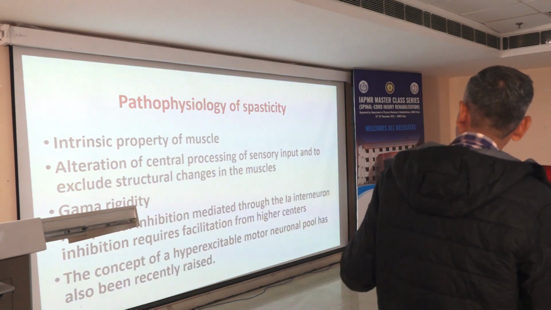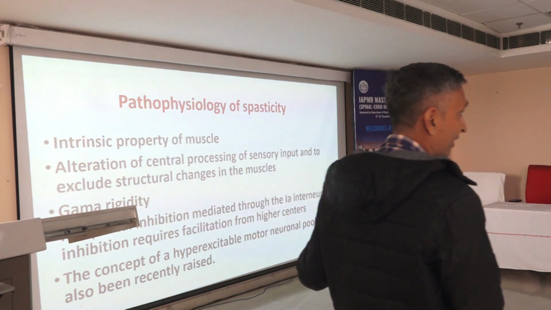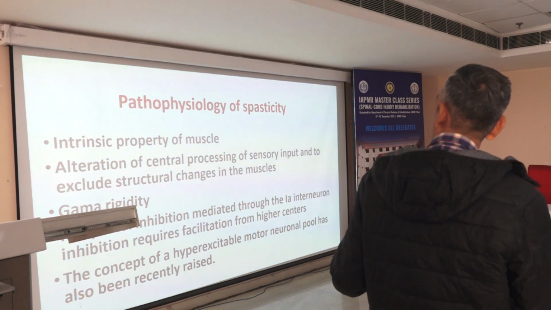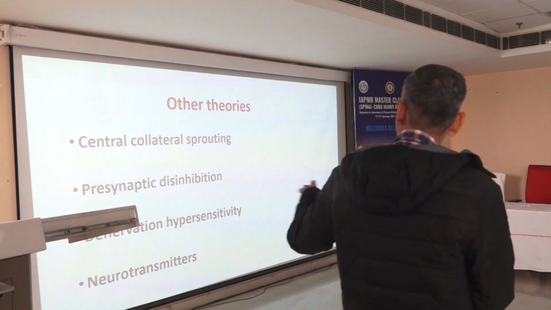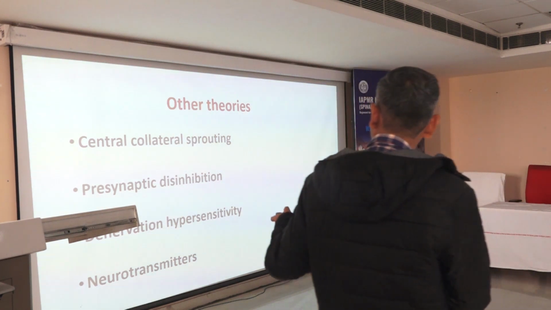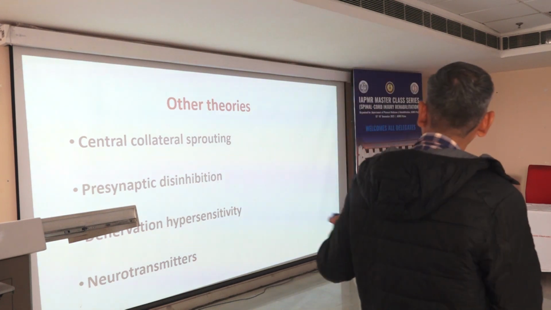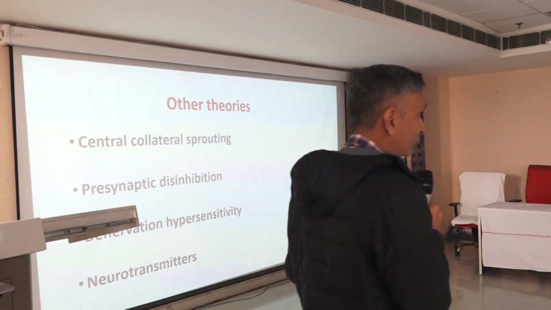Then another theory is the concept of a hyperexcitable motor neuron pool. Then other theories are central collateral sprouting, presynaptic disinhibition, denervation hypersensitivity, and neurotransmitters. So there are a lot of theories regarding spasticity, and spasticity is one of the difficult things to manage.